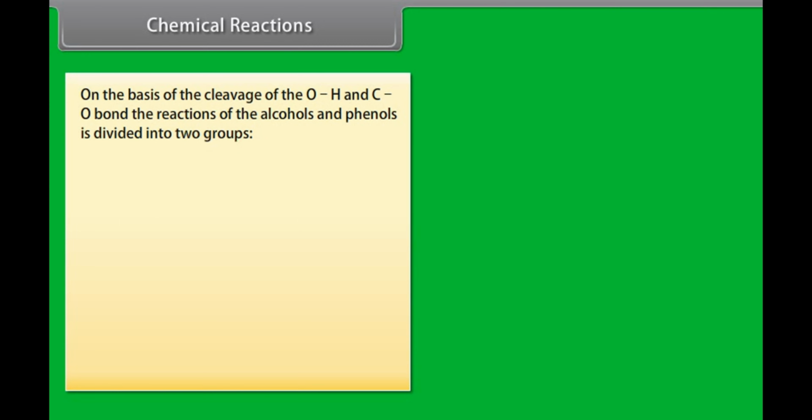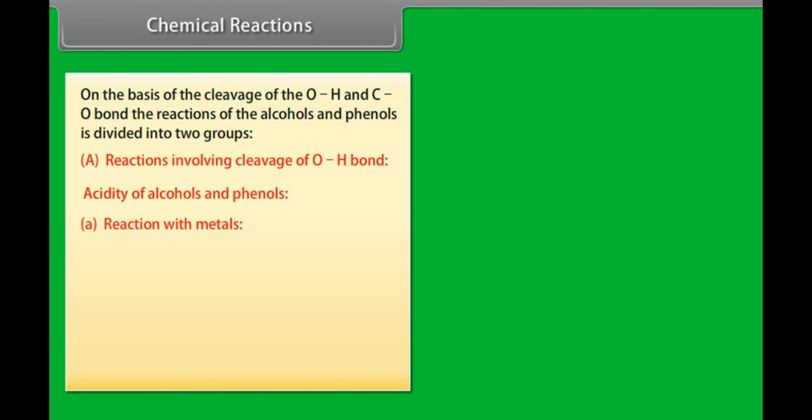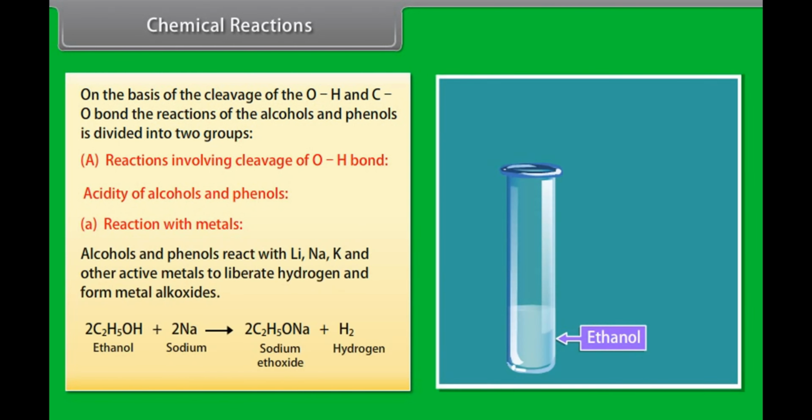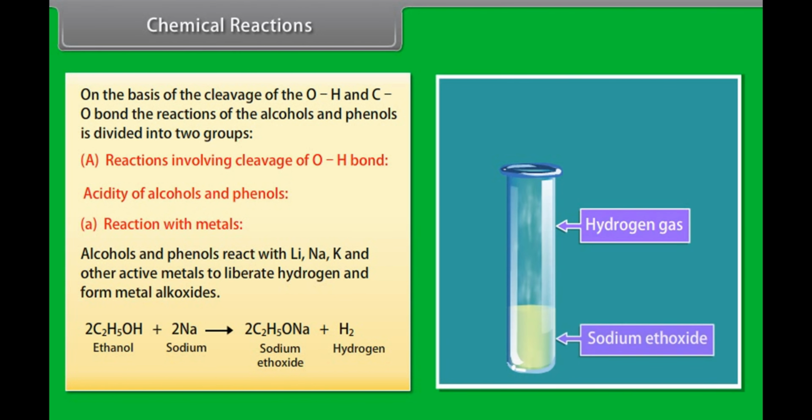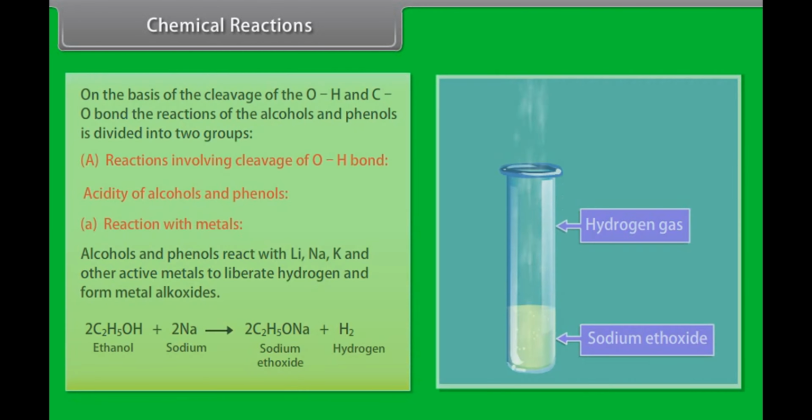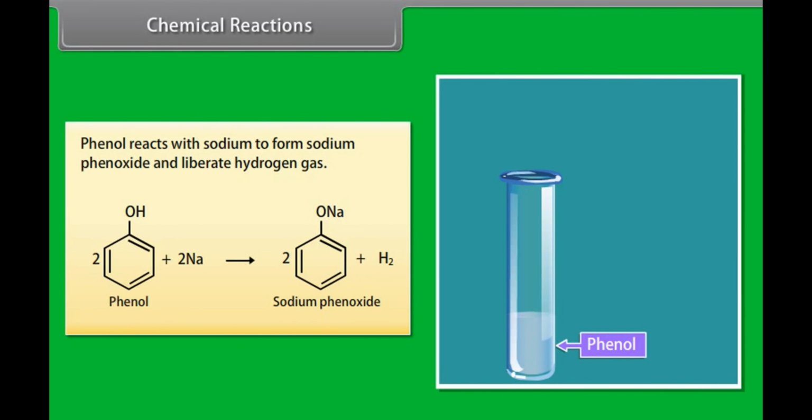are divided into two groups. Reactions involving cleavage of OH bond, acidity of alcohols and phenols. Reaction with metals. Alcohols and phenols react with lithium, sodium, potassium, and other active metals to liberate hydrogen and form metal alkoxides. Phenol reacts with sodium to form sodium phenoxide and liberate hydrogen gas.